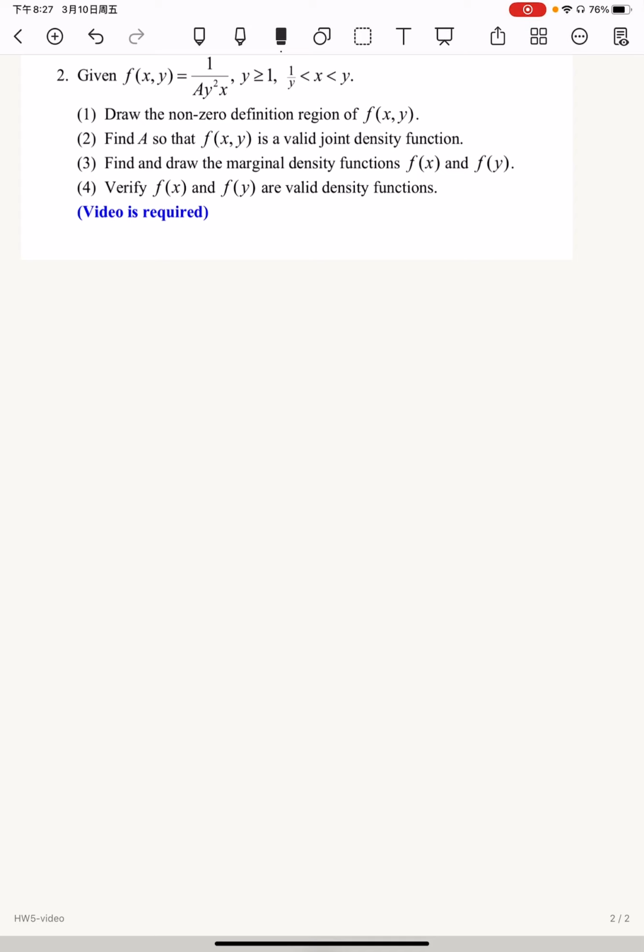Given f(x,y) equals 1 divided by a y squared, x and y greater than or equal to 1 and 1 divided by y less than x less than y. And firstly, draw the non-zero definition region of f(x,y). So firstly, let's solve this problem.